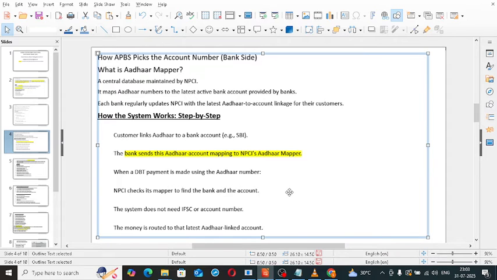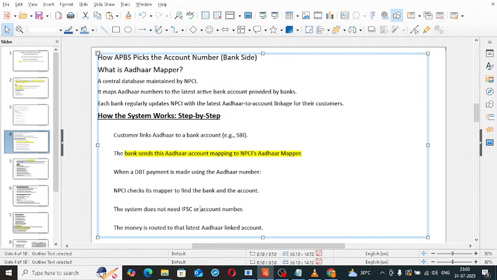Obviously, it should happen, because whenever you open the account, the concerned beneficiary bank passes those details to the NPCI network. What is your account number? What is your Aadhaar number? That information should be passed to the NPCI network, and the NPCI should store the information in the Aadhaar mapper database. So the system does not need the IFSC code or account number.